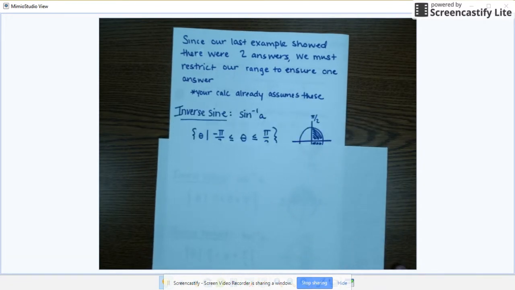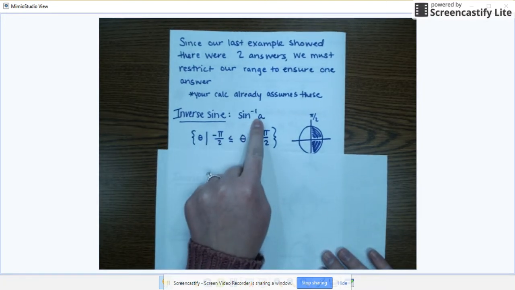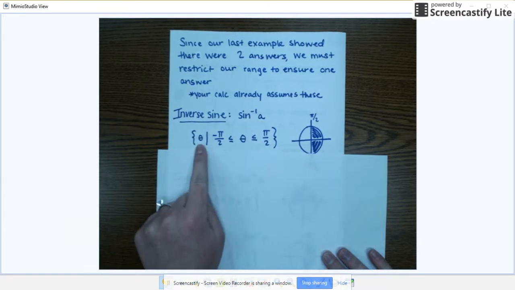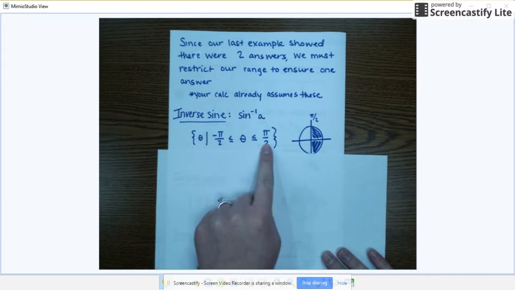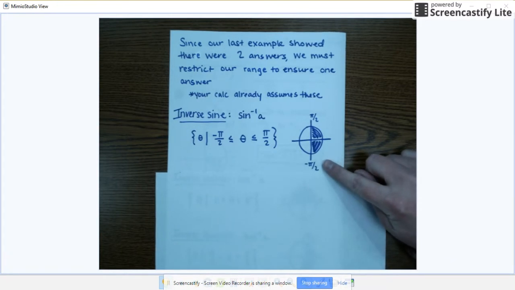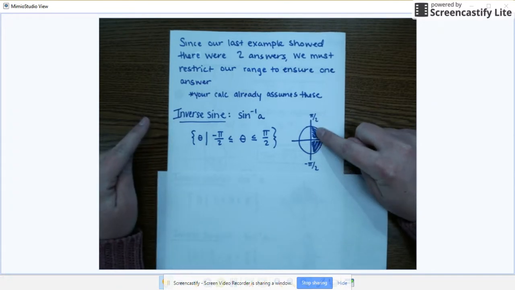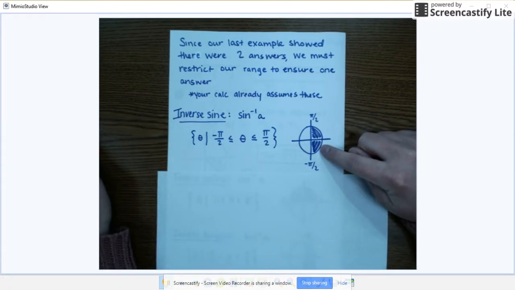So for the inverse sine, that is denoted sine with a little -1 of your value. So inverse sine of A, we know our theta value, or our angle measurement, has to be between negative pi halves and positive pi halves. So I drew a little picture here. Negative pi halves would be like negative 90 degrees, and pi halves is positive 90 degrees. So when we're asked a question, we have to assume that it's either in quadrant 1 or quadrant 4.